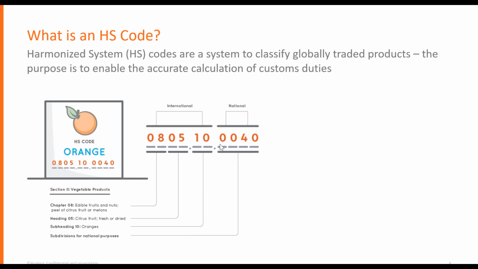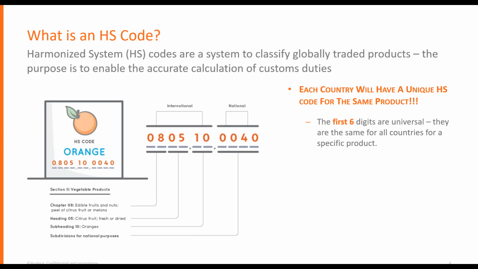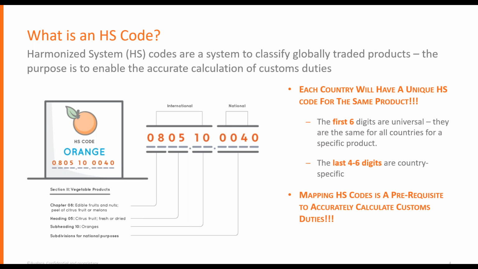But then depending on the country that you're selling into, these national codes can get a little bit more specific. And so each country will have some form of unique code that they would apply to each transaction coming into their borders. And again, the first 6 are universal.